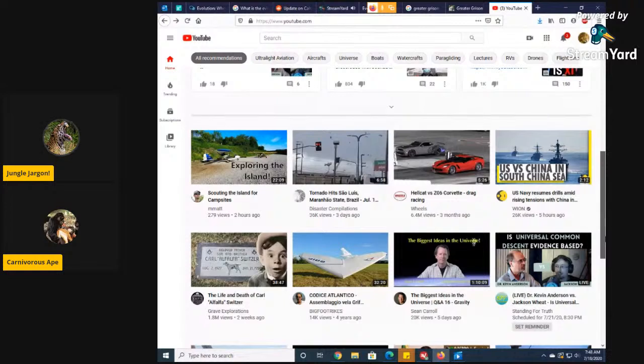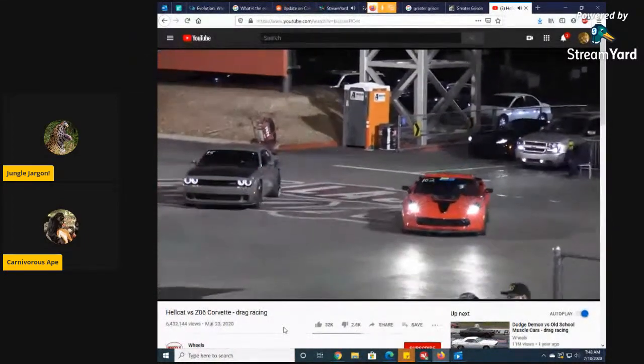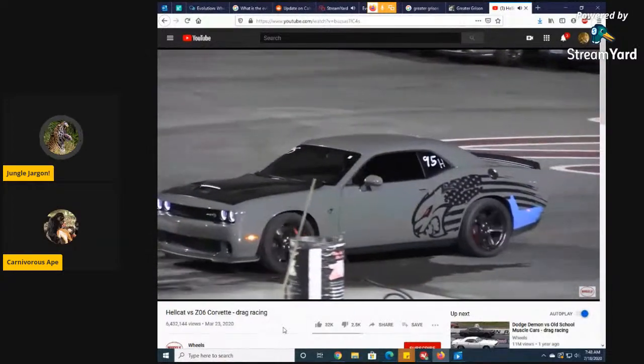Z06 Corvette, 3 months ago. Oh, the Hellcat versus the Corvette. Let's see who wins. It's a Dodge versus a Chevy.